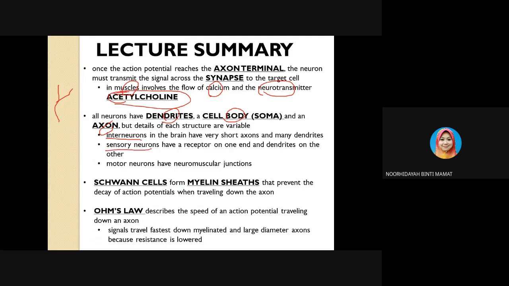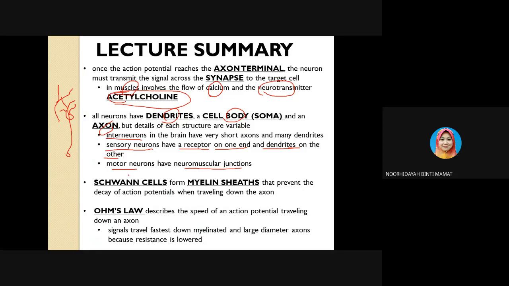Sensory neurons have a receptor on one end and dendrites on the other end. Motor neurons have neuromuscular junctions. Even though they have the same basic structure, the details of the structure are variable.